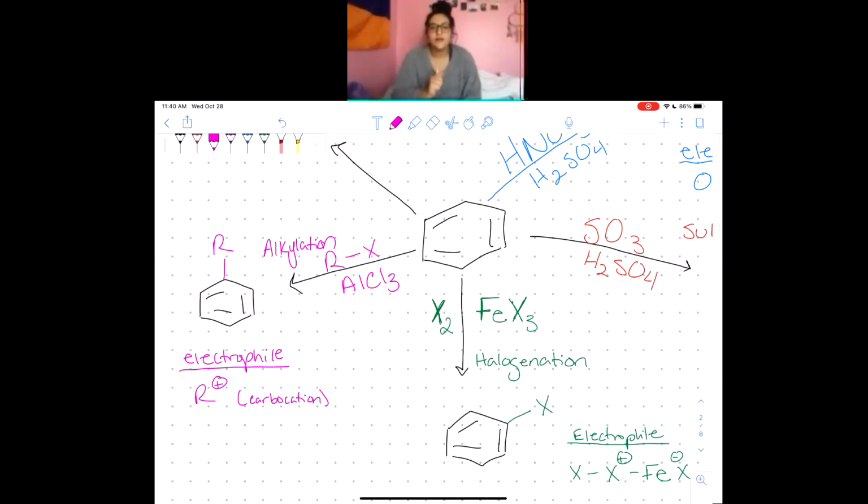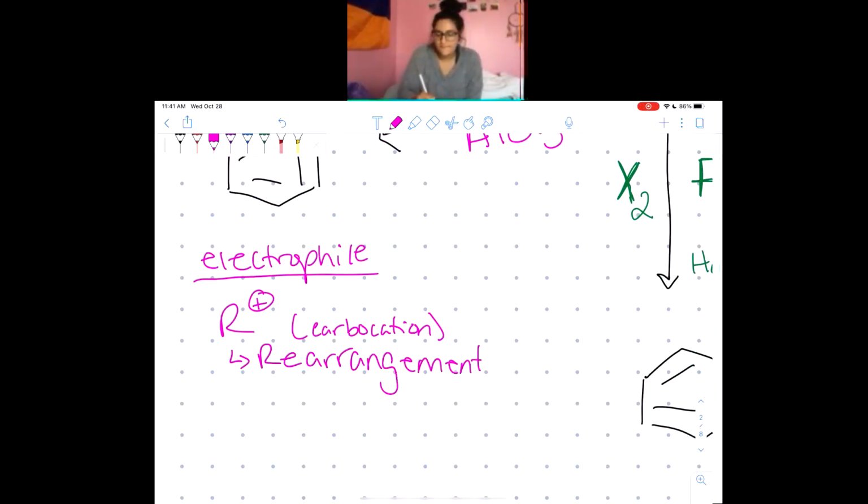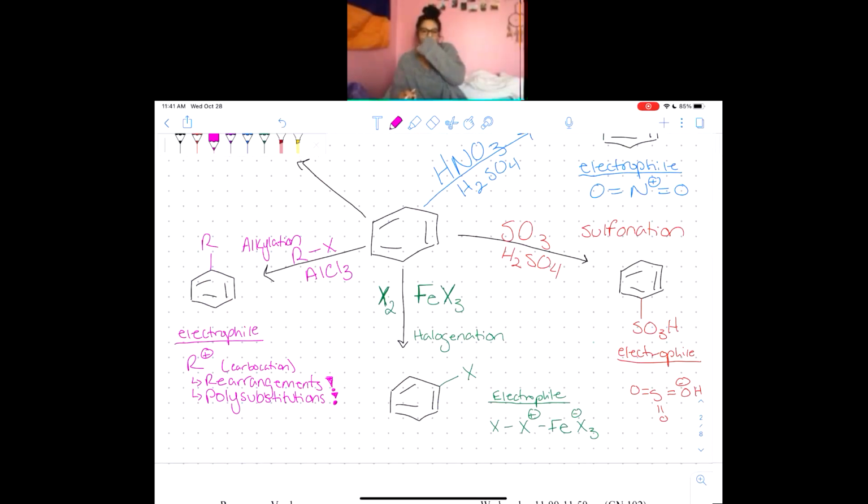Rearrangements, exactly. So now we have the possibility of rearrangements or polysubstitutions. So let me write that down. Rearrangements and polysubstitutions. We'll go into polysubstitutions a little bit more later, and I'll explain why that happens. Just for now, know that it's a thing. And that's pretty much it for the alkylation.